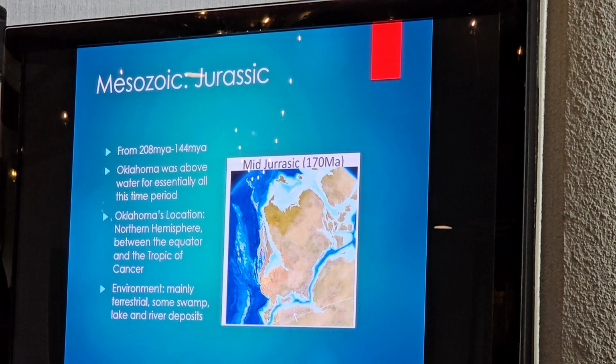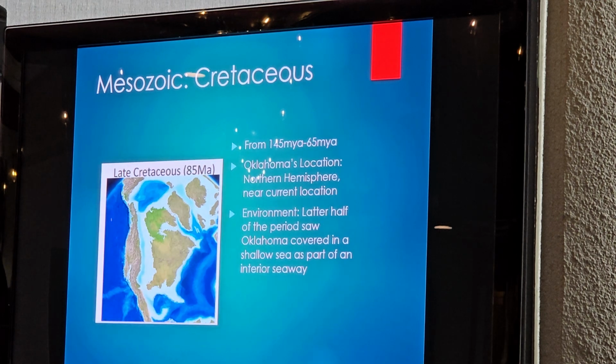So again, no real oceans. Same thing with Jurassic. We're above water. We're still shifting north in the northern hemisphere. It's mainly terrestrial deposits, some swamp and lake, but again, it's about the same. Not much is left from that time.